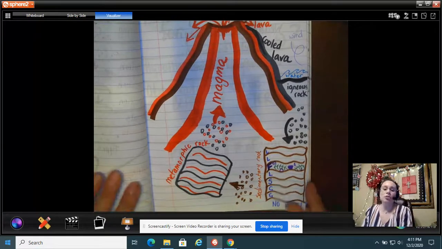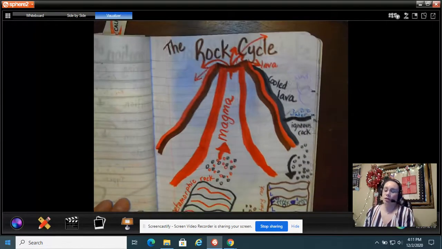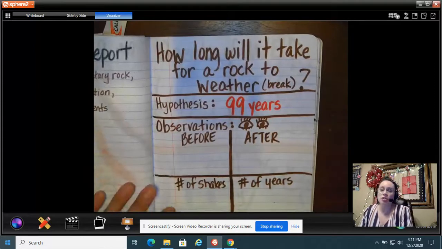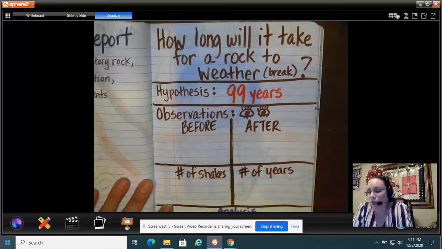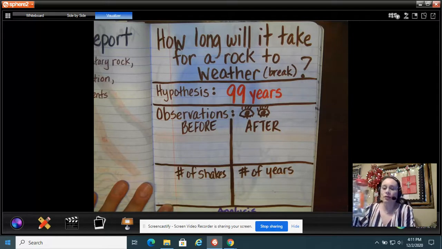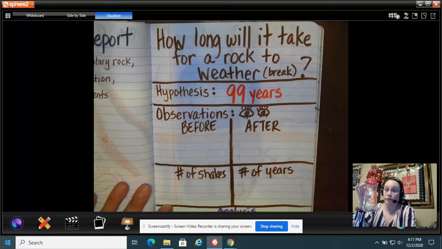So then I go to the next page. Okay, the next page is our lab for Thursday. Okay, so our lab is about weathering on Thursday. So you're going to need a cookie, a jar. So I have a jar right here. I have a peanut jar that my husband loves to eat peanuts. So I have these jars.